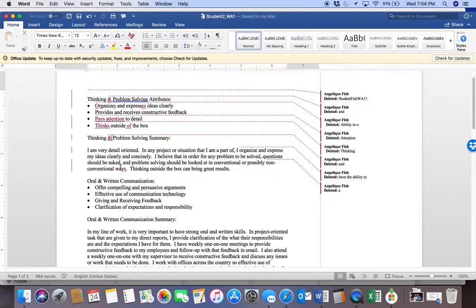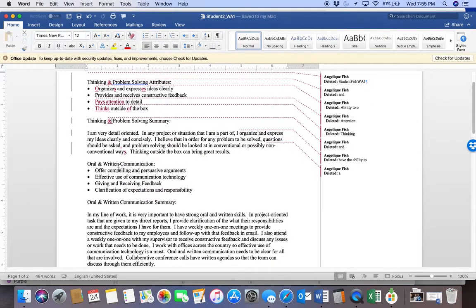Okay. Again, it might sound kind of nitpicky, but when you are communicating in the business world, you want to send a message to people who may only ever see your writing and will judge you by what they see. So be that person who pays attention to detail. Don't just say it. Okay, so offer compelling and persuasive arguments.